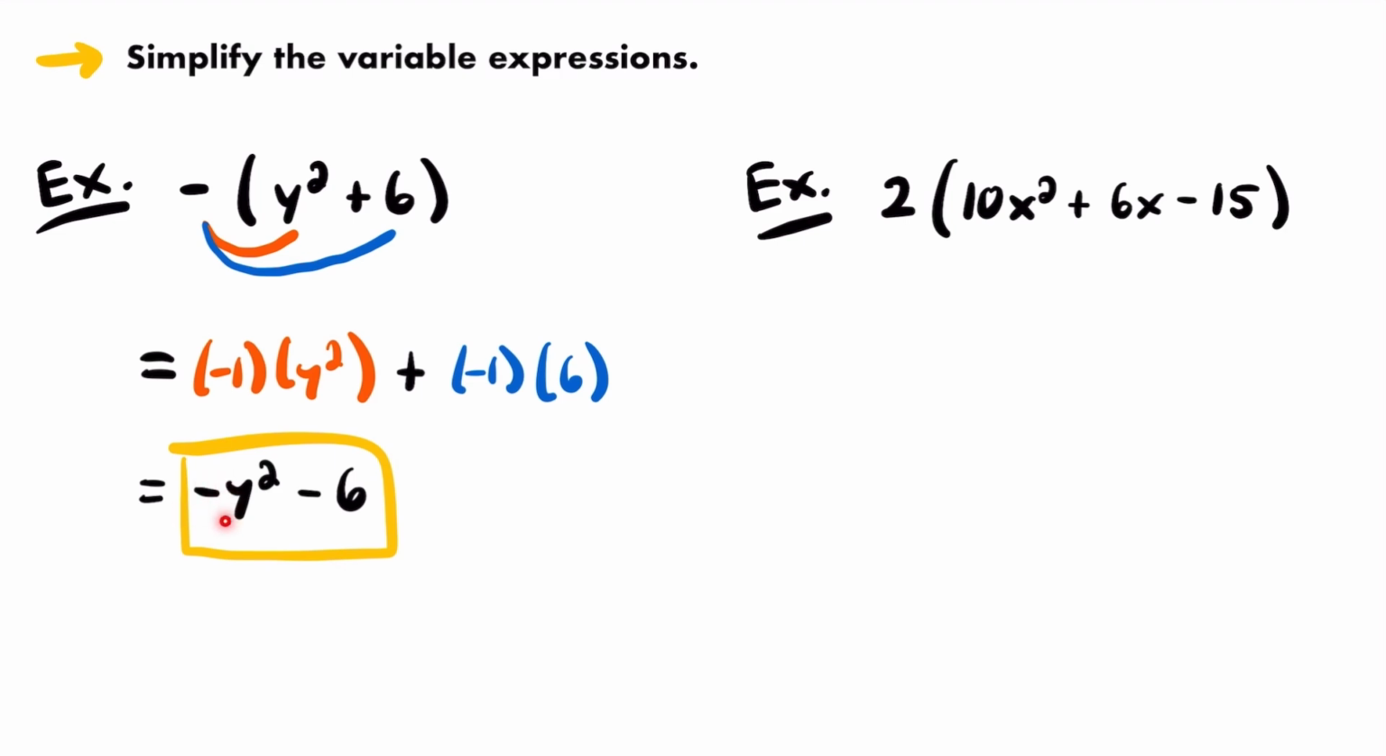Make y squared negative y squared, and make positive 6 negative 6, and you have successfully distributed that negative through the quantity. Okay, so in the future, that's what you can do to make this process a little bit quicker.